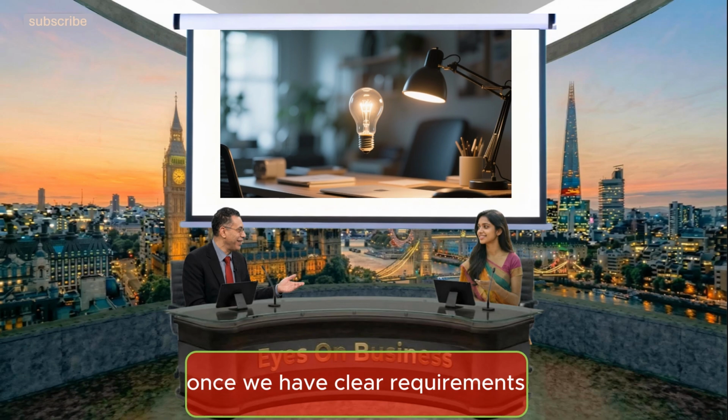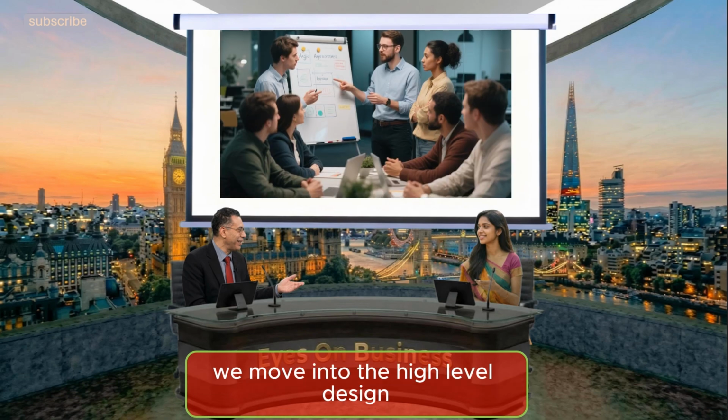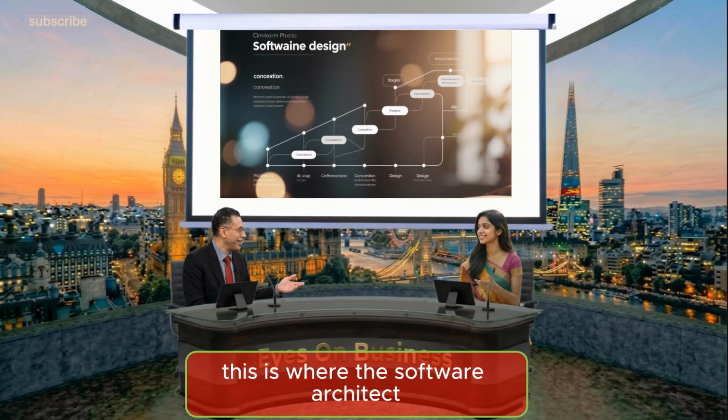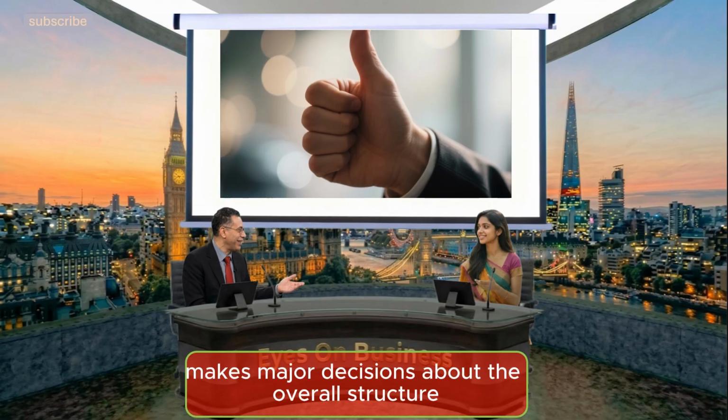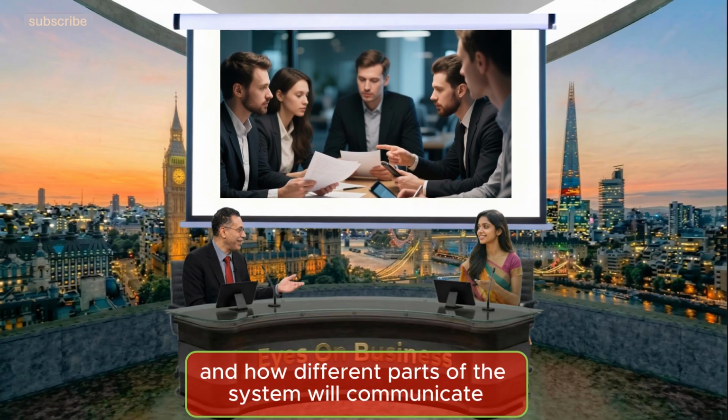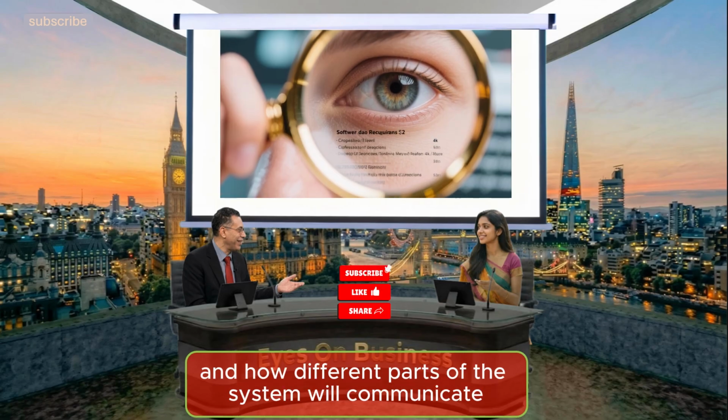Once we have clear requirements, we move into the high-level design, or architectural design. This is where the software architect makes major decisions about the overall structure, the database, the technologies, and how different parts of the system will communicate.